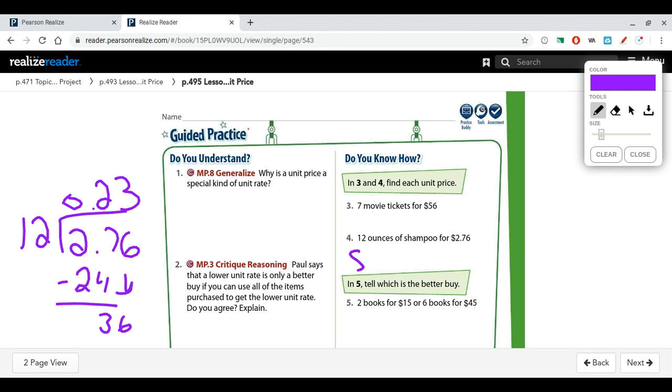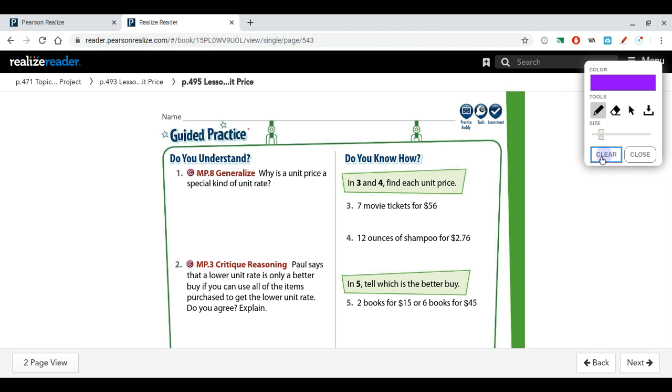So my cost is going to be 23 cents per ounce. Because we're talking about rate language, you still need to make sure that we're writing the 23 cents. There's my dollar amount per ounce. There's my unit price. Okay, 2 books for $15 or 6 books for $45.